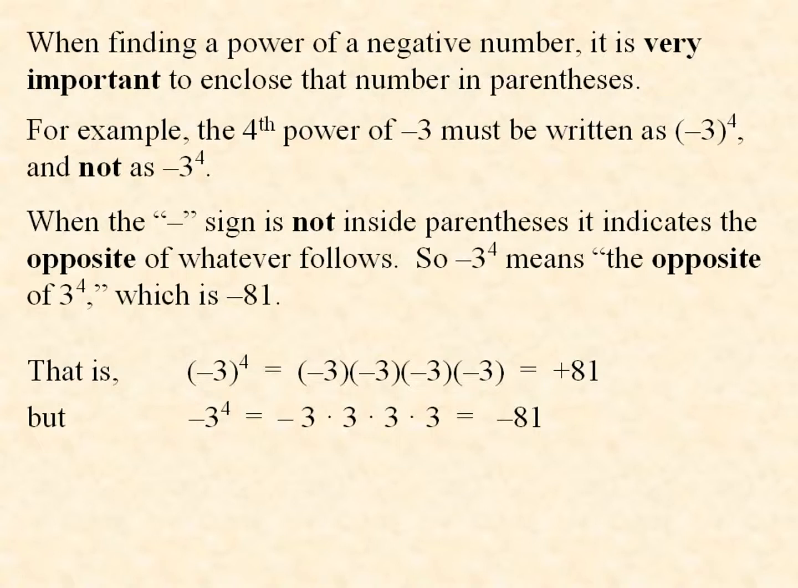You might try that on a calculator. If you don't put parentheses around the negative number, and you use negative 3 to the fourth power, you will end up with negative 81. But if you do enclose it in parentheses, you will end up with positive 81.